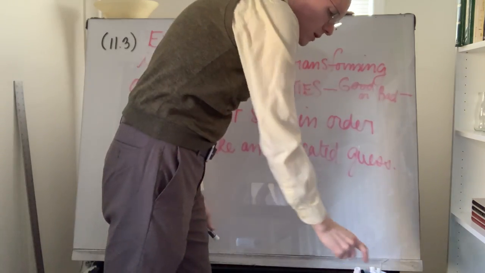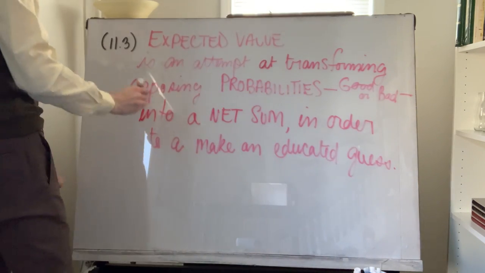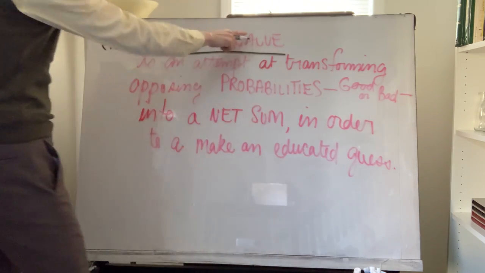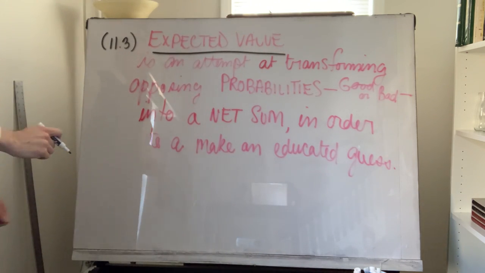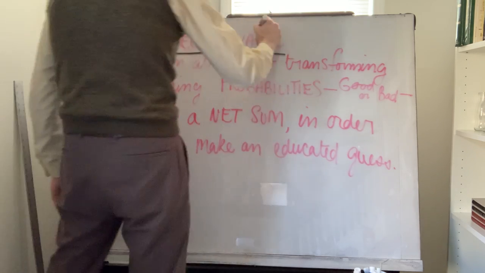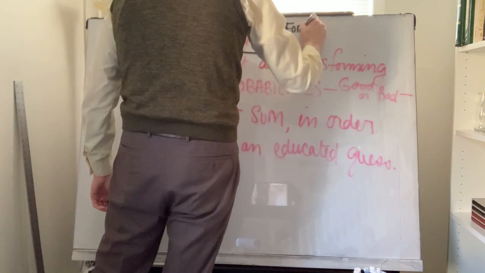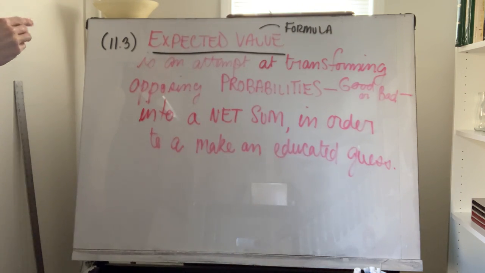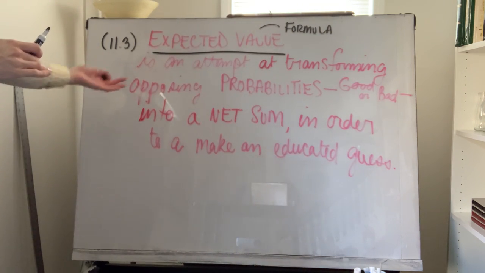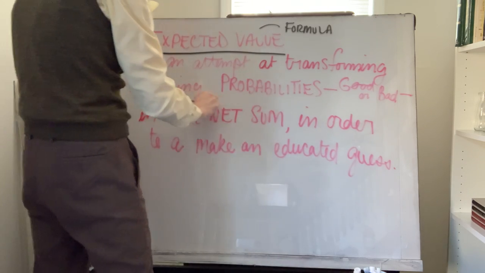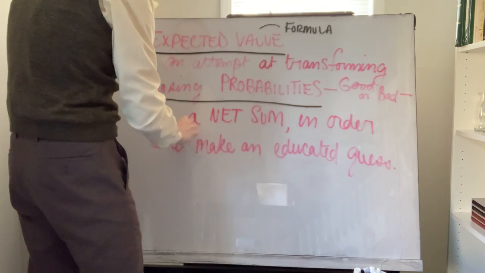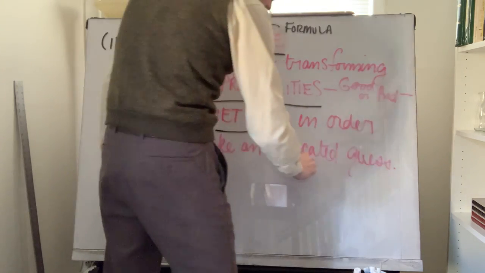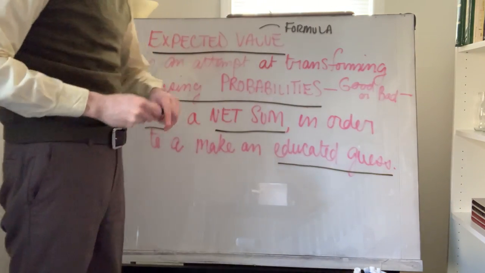If you'll humor me, let me emphasize some key phrases. This is the concept, expectation, aka expected value. And it's a formula, which we will dissect momentarily. It's basically also an attempt at transforming opposing probabilities into a net sum for the sake of making an educated guess.